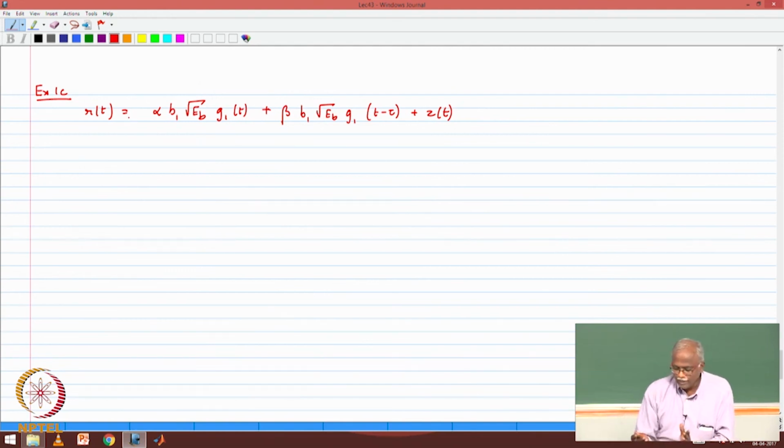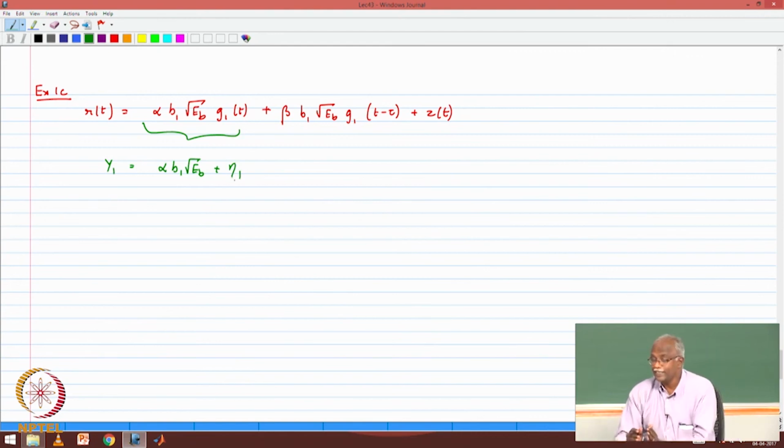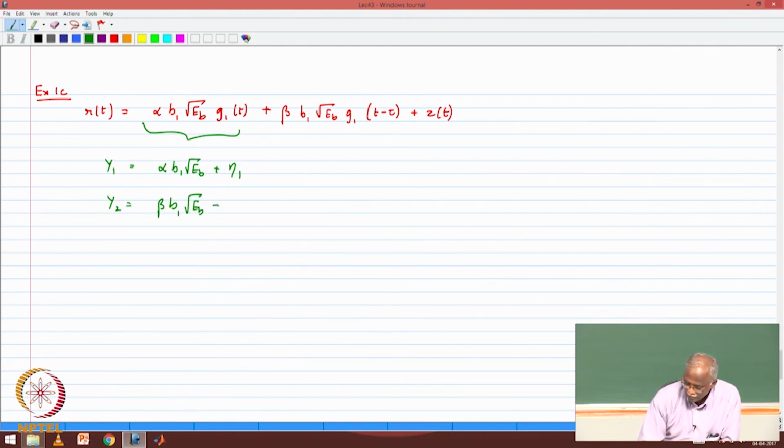So now I apply the same type of receiver, and what comes out is y1, and I get alpha times b1 root Eb plus eta 1. What happened to the second term? Because of self orthogonality. When you are not aligned perfectly at tau equal to 0, that term goes to 0. But the good thing is, if you now shift your correlation to align with the second term, you get a second output which will knock off the first term but preserve the second term: beta times b1 root Eb plus eta 2.